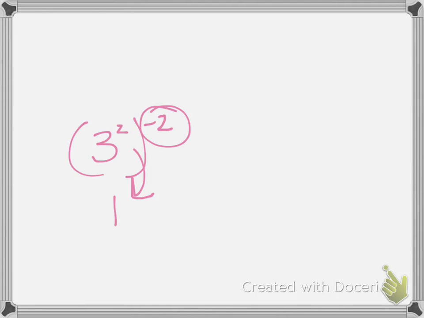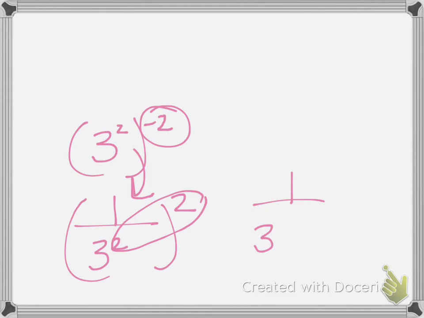Okay, let's try 3 squared to the negative 2. I could automatically flip this first to make this positive here. So I'd get 1 over 3 squared squared, multiply, so I'd get 1 over 3 to the 4th.